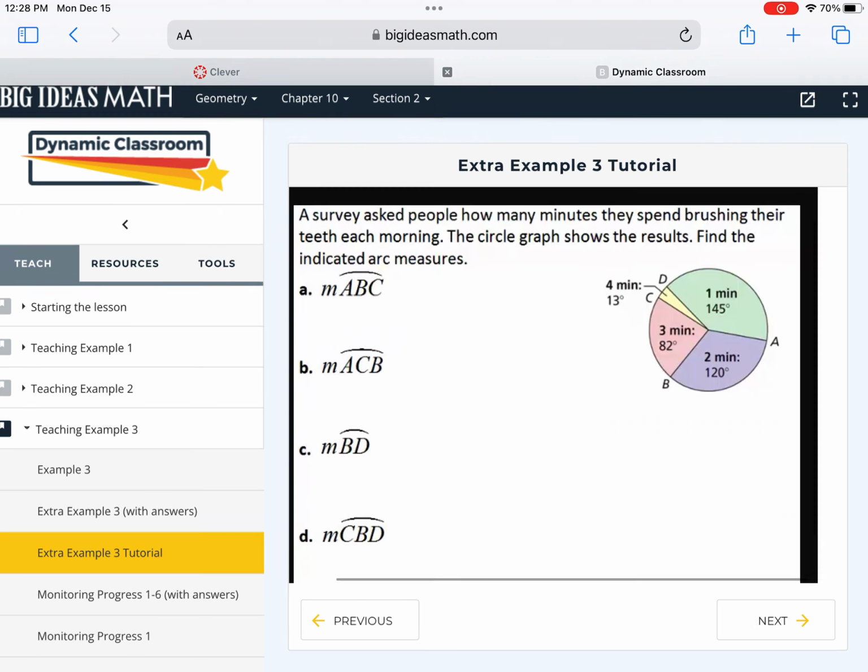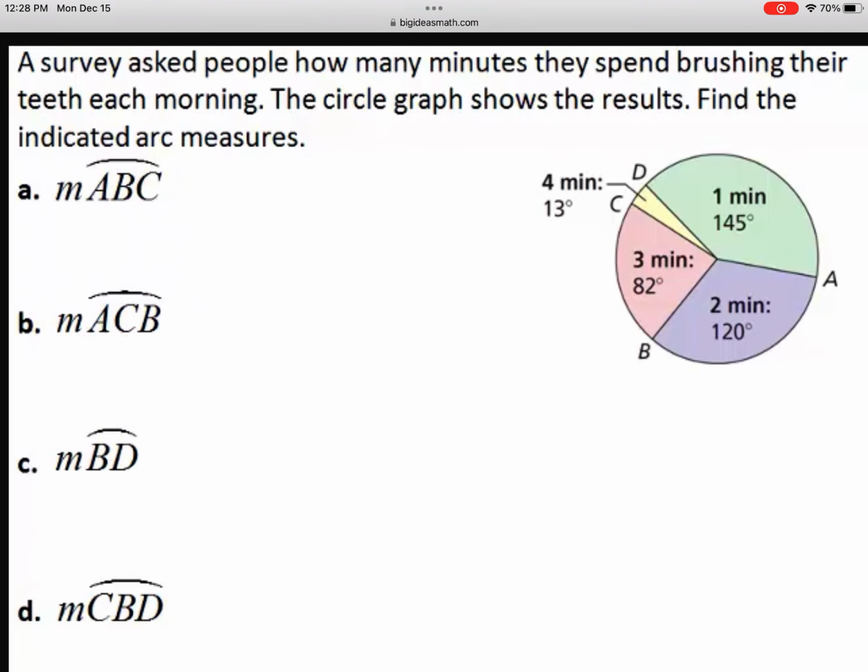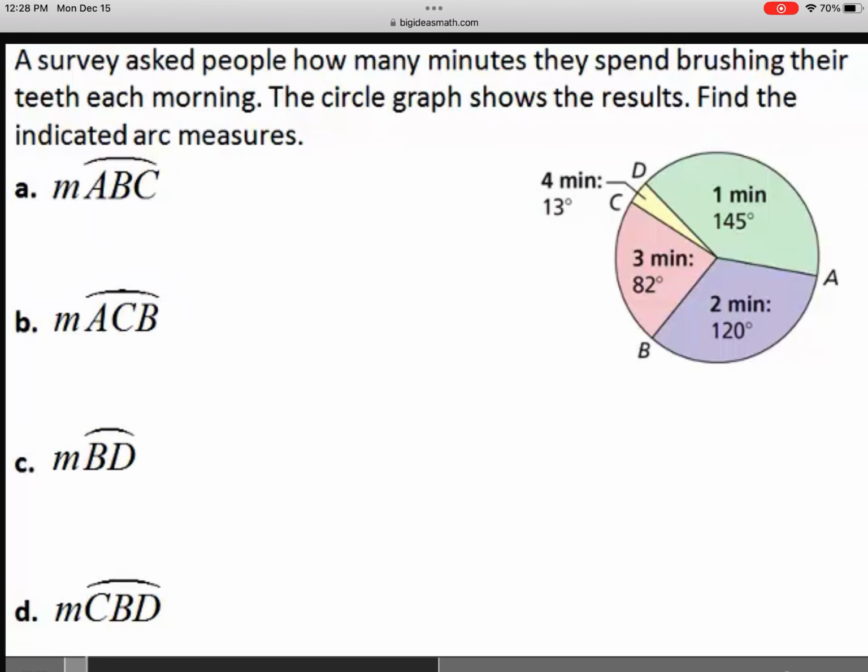A survey asked people how many minutes they spend brushing their teeth each morning. The circle graph shows the results. Find the indicated arc measures. So for each of these arc measures, you will use the arc addition postulate, which states that the measure of an arc formed by adjacent arcs is the sum of the measures of the arcs.